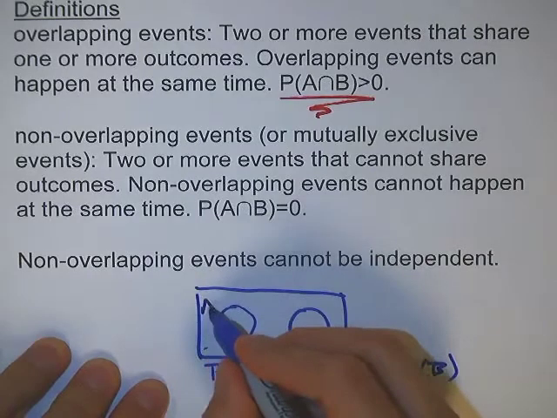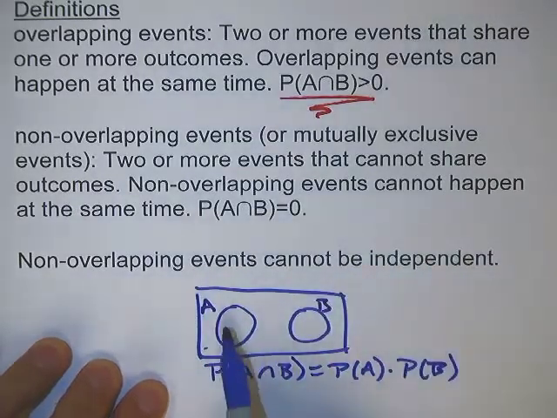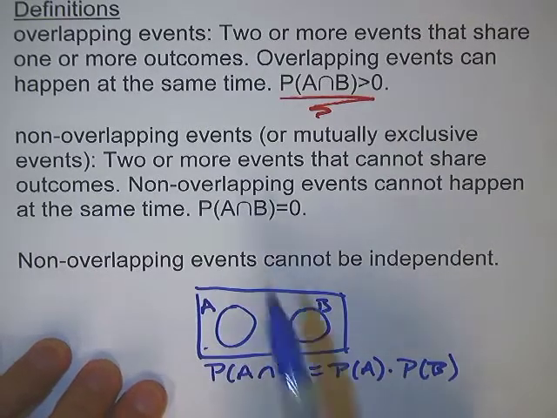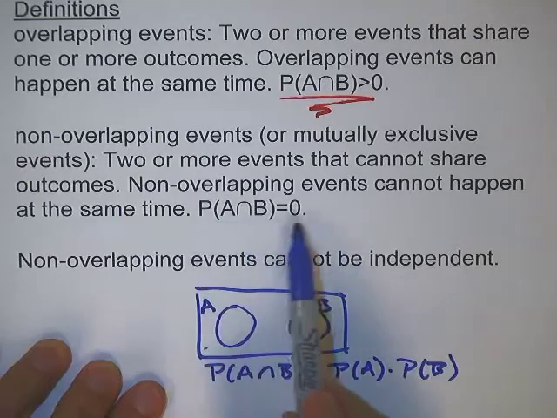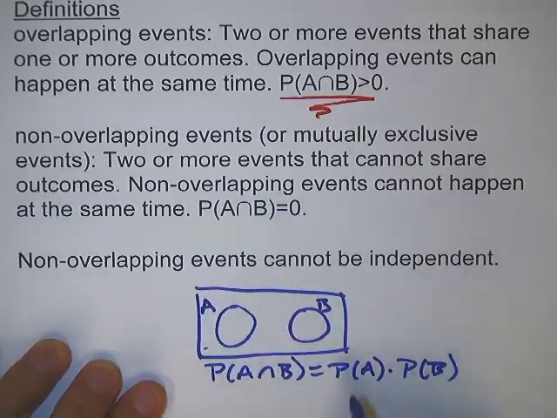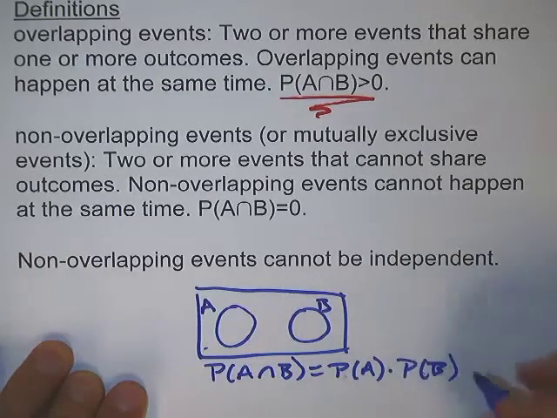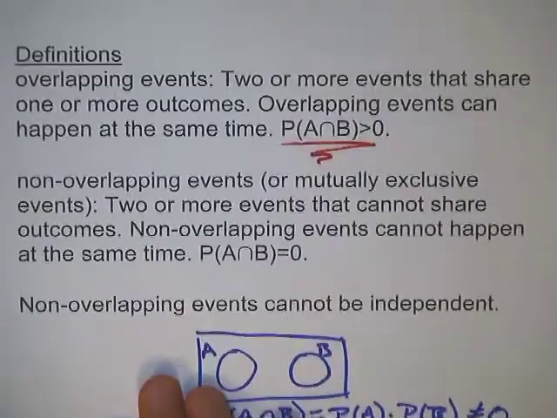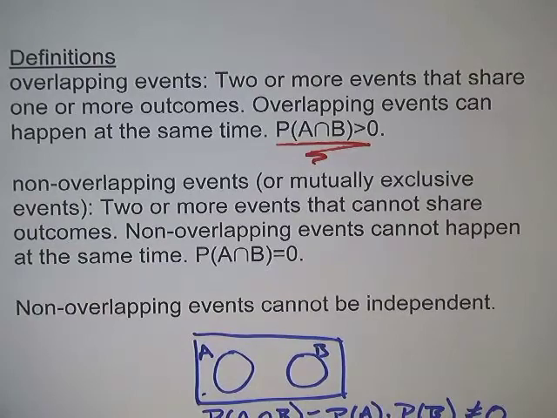So if we consider this to be event A and this to be event B, both of these have probabilities that are non-zero. But if we said that the probability of A and B has to equal 0, for something to equal 0, where two things are being multiplied, one of these has to be 0. If both of these have some probability of occurring, there's no way that either of these will equal 0. So this cannot equal 0. Because it cannot equal 0, non-overlapping events cannot be independent.